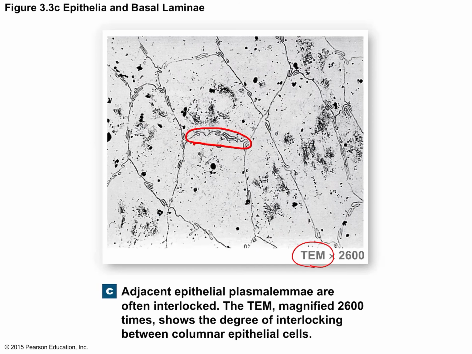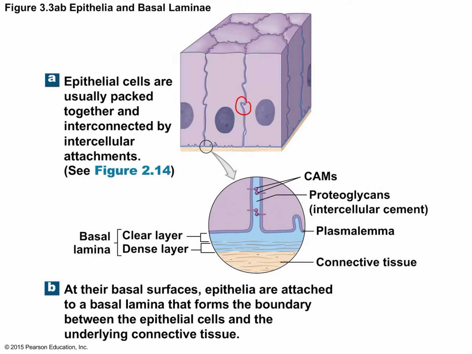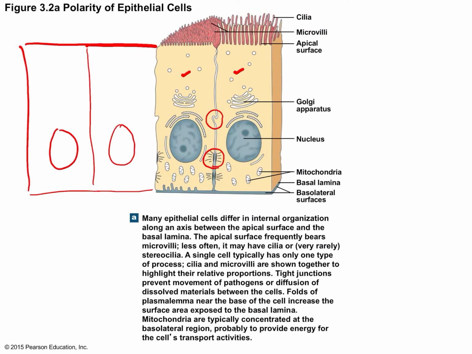Now let's look at the number 2, the word polarity. Polarity means that the two surfaces are not the same. The upper surface of an epithelial cell is very different than the bottom. So the upper surface is called the apical surface, and the bottom surface is called the basal surface. The basal surface is not written on this, but that just means the bottom. And the apical surface is also sometimes called the free surface because this is the surface of the tissue that's going to face the outside or an empty space.